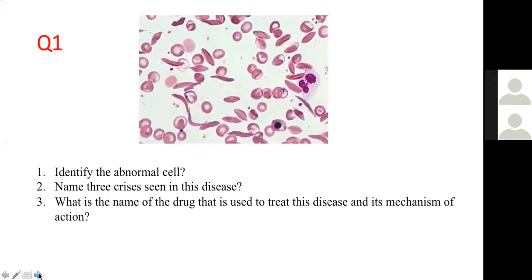Yes, sir. The cells seen in this picture are sickle cells. That's right. And crises involve painful crisis. Second thing. If you don't know the crisis, do you want to name the drug? Anyone else wants to answer? Sir, acute chest syndrome. Okay, it's a type of crisis. Vaso-occlusive crisis. Okay, yeah. And the drug is hydroxyurea. Dr. Sandeep has also answered vaso-occlusive crisis. So yeah, and the drug is hydroxyurea. And what is the mechanism of action?